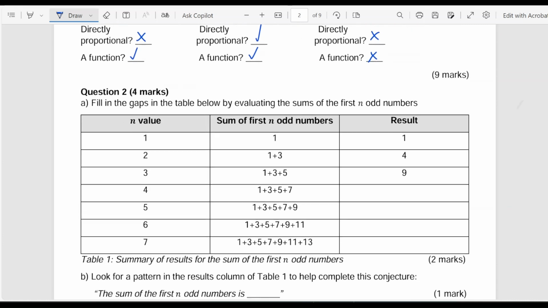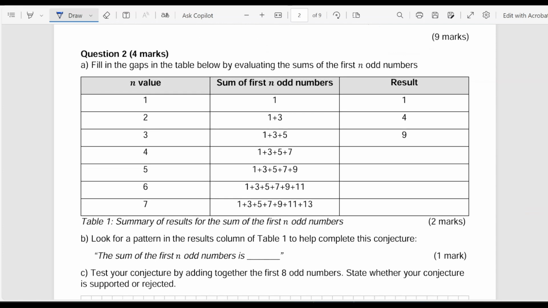All right, next we've got a conjecture. So this is adding up these n odd numbers. So the next one would be 16 when you add it up. And I would actually encourage you to use your calculator to do these sums. You get 25, 36, and 49.